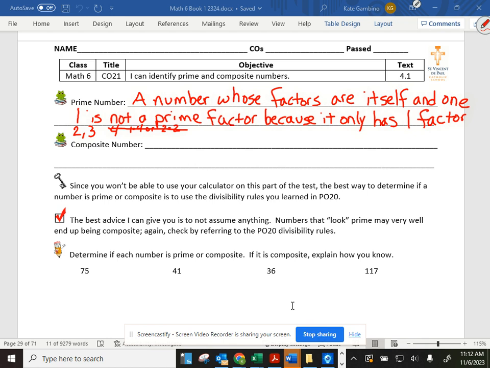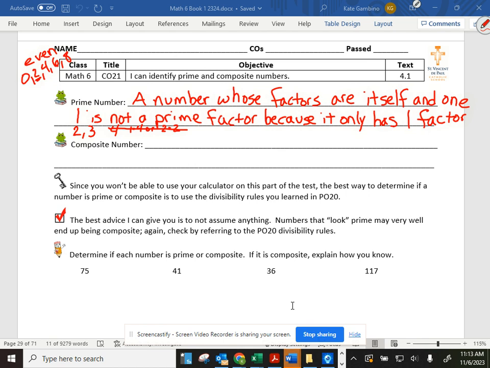Ava also said, and Mr. Schultz taught me this, that 2 is the only even prime number. We haven't gotten to that yet, but you are absolutely correct. Remember, our even numbers end with a 0, a 2, a 4, a 6, or an 8. For those even numbers, 2 is the only one that's a prime, because all other even numbers we can divide by 2. We can multiply something by 2 to get to it.